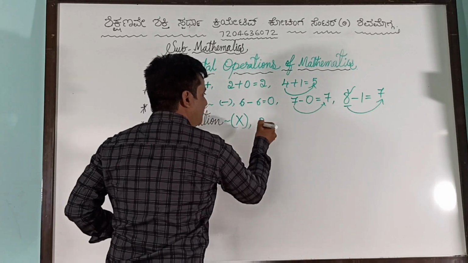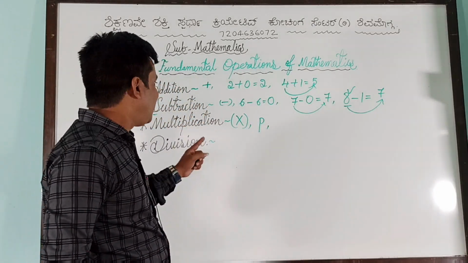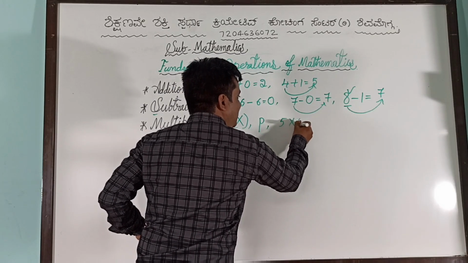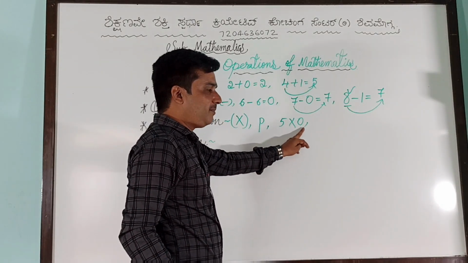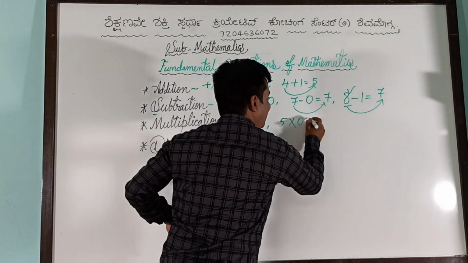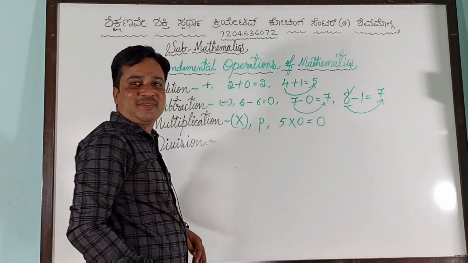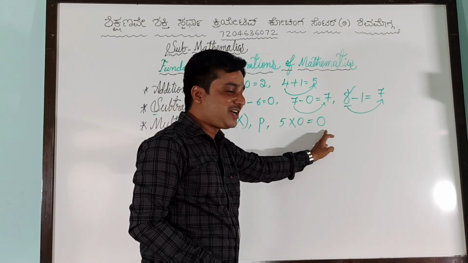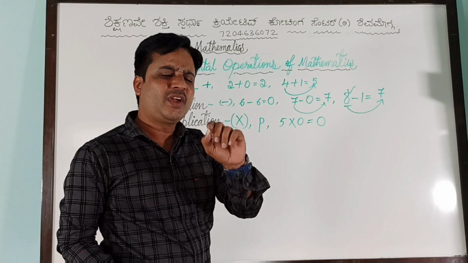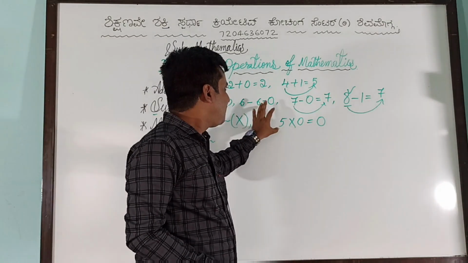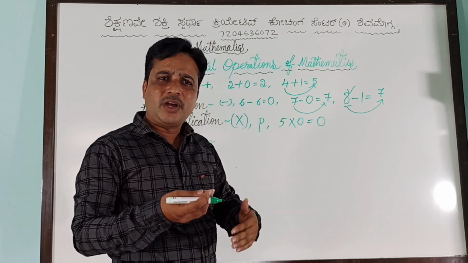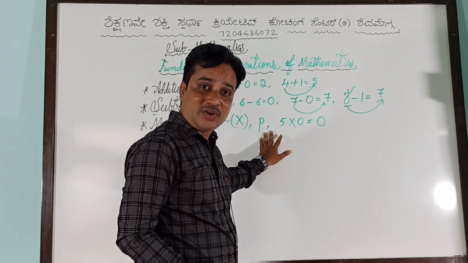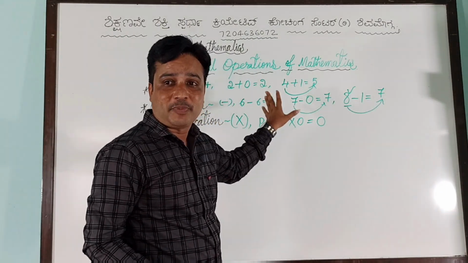See, the first property of multiplication is telling us what? Any number, for example 5, multiplied by 0. Any number multiplied by 0, the product will be what? 0. Any number multiplied by 0 or 0 multiplied by any number, the product will be 0. This is very, very important. If we know these properties very well, while solving problems we can easily solve them. So I am teaching you all the basic properties.